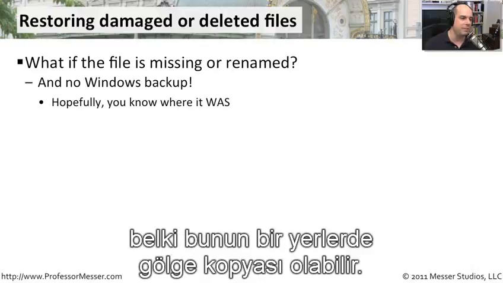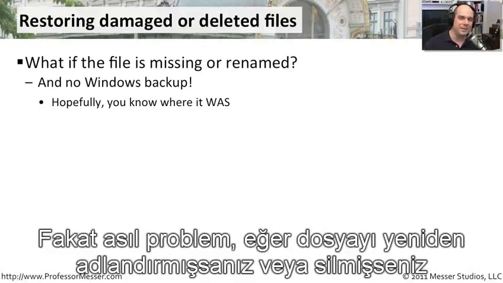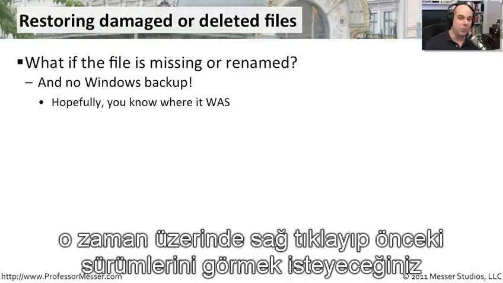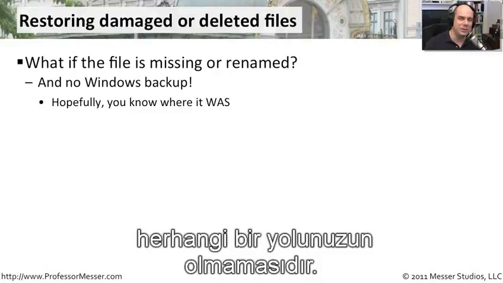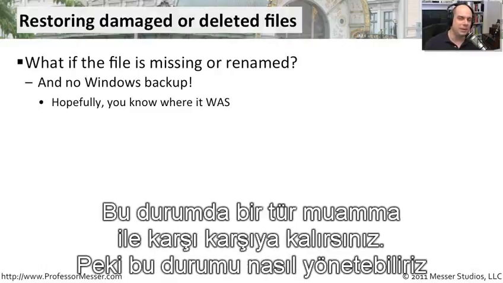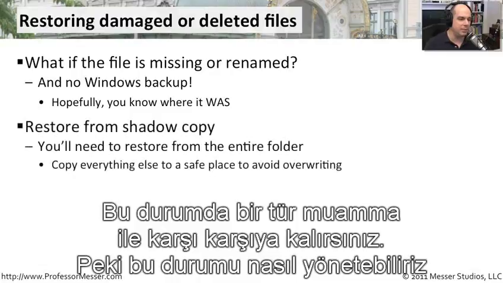Maybe there's a shadow copy of it somewhere. The problem is if you were to rename the file, or if you were to delete the file, you would not have a file there with which you could right mouse click and then see if there was a previous version. There's no way to do that. So you run into a bit of a conundrum then. How do you manage that process?